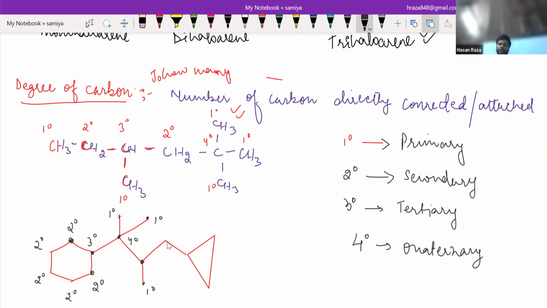If you are going to check this, this is connected to 3 carbons, left, right, downward. So it will be 3 degree. This will be 2 degree. It is connected to 2 carbons, and this will be 3 degree. This will be 2 degree. This will be 2 degree.